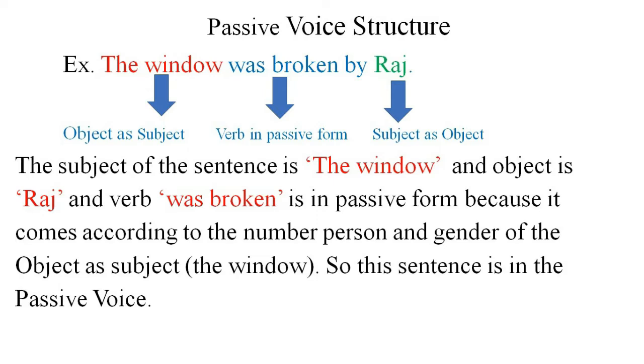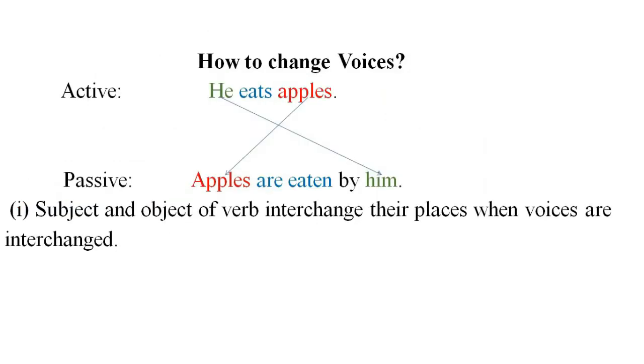Let's see next. So dear student, as you have seen here two voices, so now we will know how to change one voice into another form. Observe these examples carefully. Here, in active voice, he eats apples. In the sentence, he is subject, eats is verb, and apples are object. In passive voice sentence, apples are eaten by him. So here, apples are subject and are eaten are verbs.